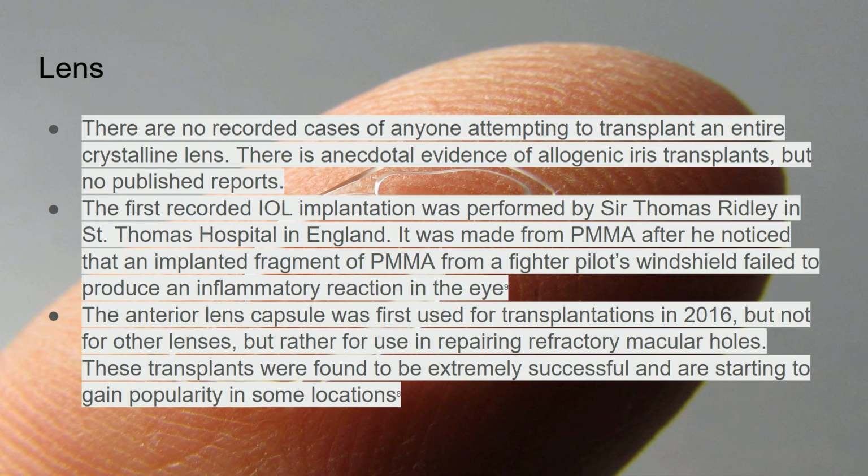As far as lenses, there's really no recorded cases of anyone trying to transplant an entire crystalline lens from one eye to another, which is not really something that we need anyways, so that's all right. And then as far as iris transplants, there's no published reports, but there's some theoretical reports that the first corneal transplants were also done by the same guy that did an iris transplant, but those had very poor results and were not worth continuing.